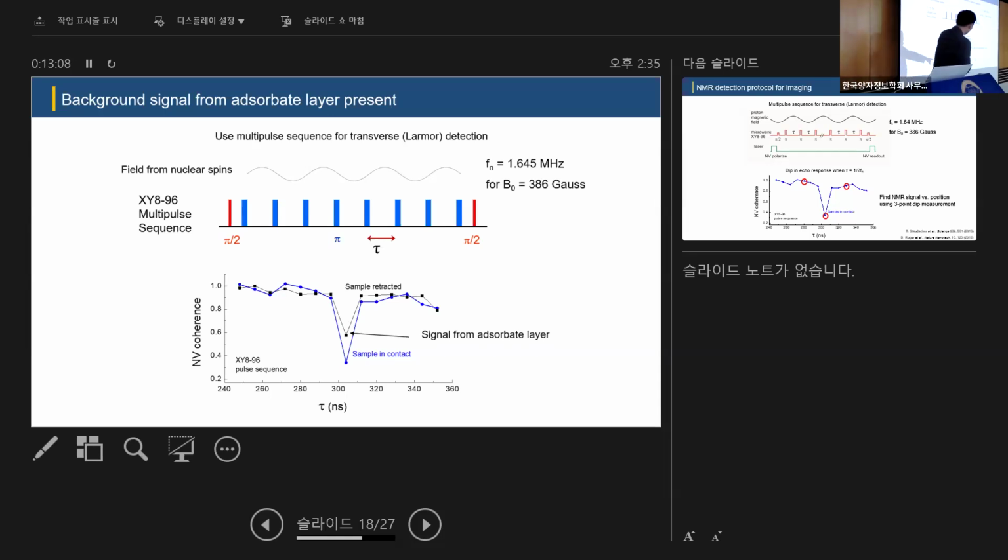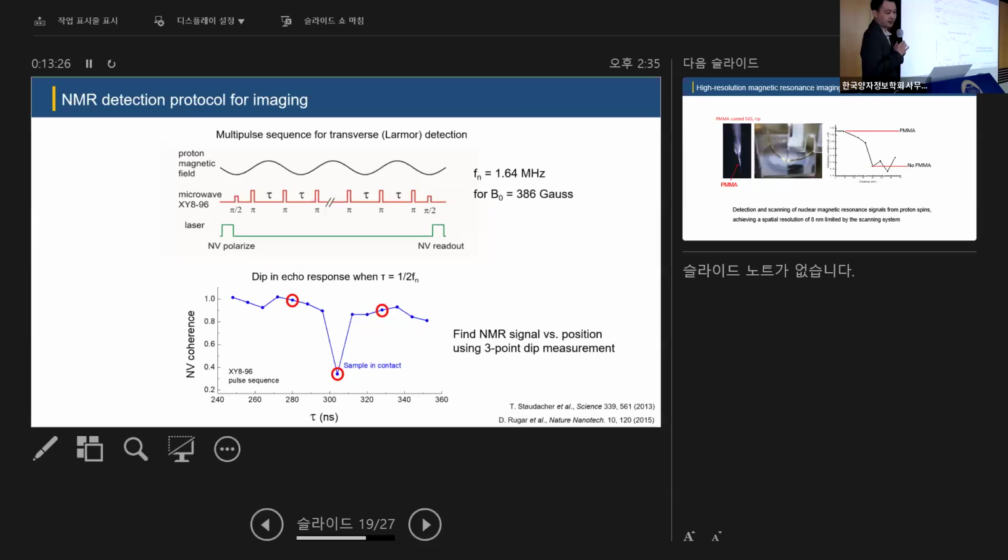So here is the signal as a function of tau, which is pronounced at the proper tau. It's tempting to take that point as a signal, but you have to be a little bit careful because this curve can shift up and down for a variety of reasons. So what we did was take 3-point measurements, on and off measurements, and take that relative as a signal.